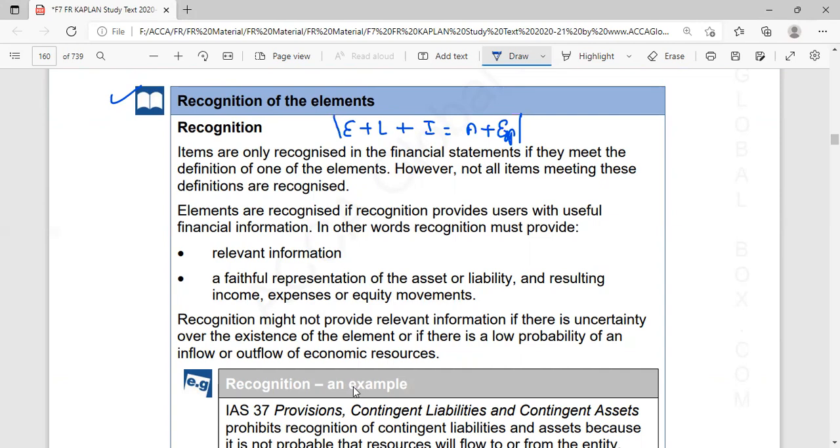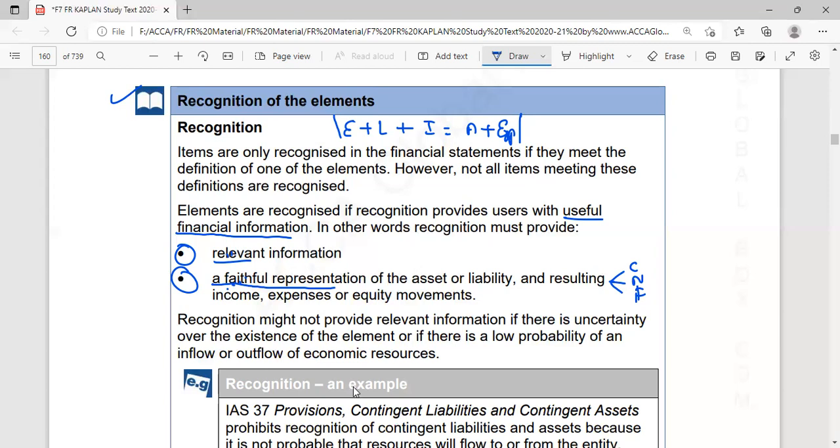We say that information meets the criteria when it is useful to the financial statement. How can we say that information is useful? When it satisfies two qualitative characteristics, that is, relevance and faithful representation. In faithful representation, three characteristics are there: completeness, neutrality, and freedom from error. These are all interrelated to one another.